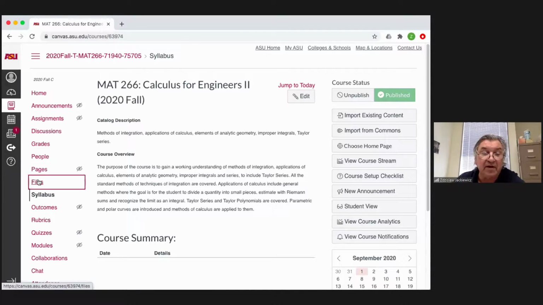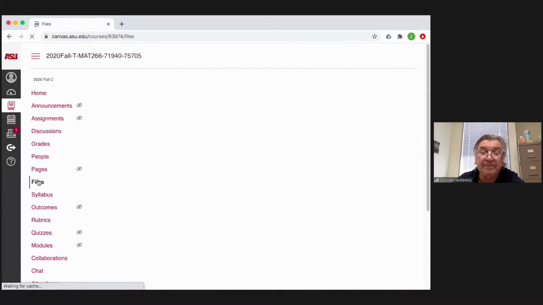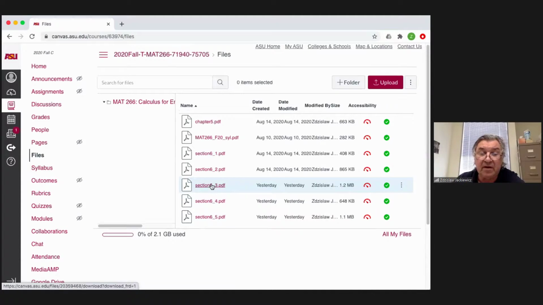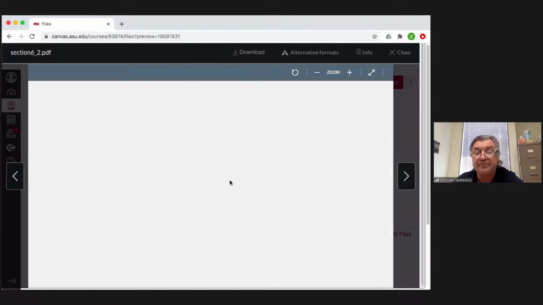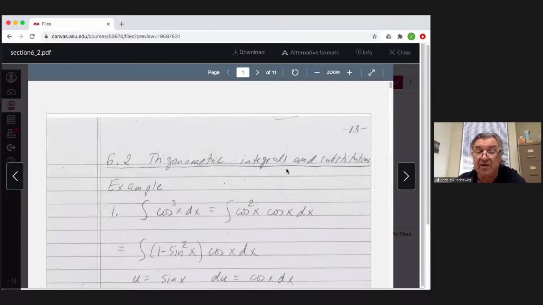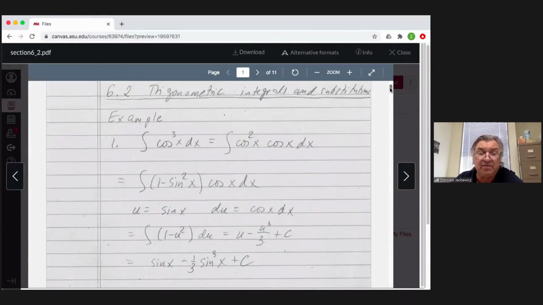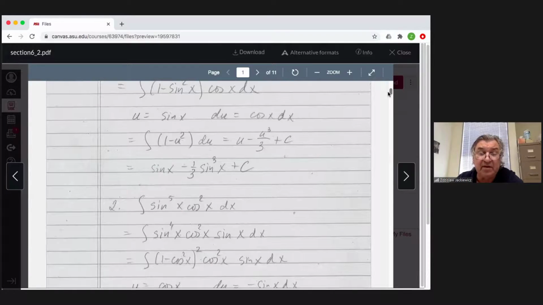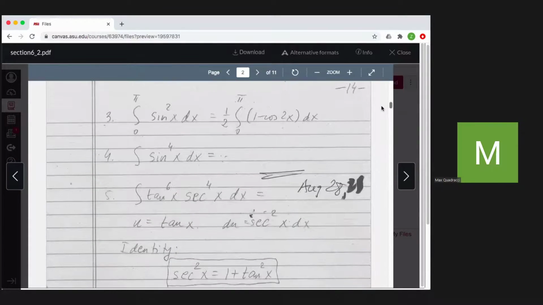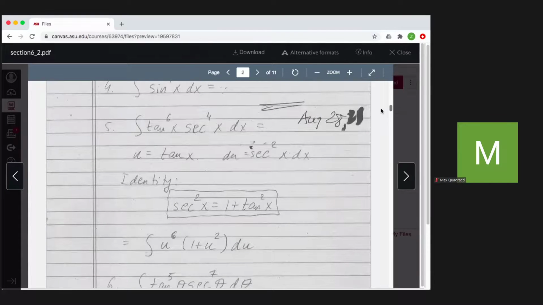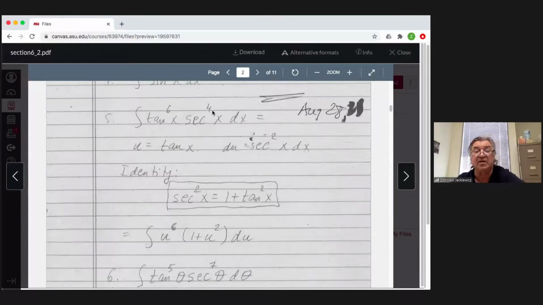And I go to Files. And this is section 6.2. So trigonometric integrals and substitution. So we already discussed a few examples. Here, 1, 2, 3. So next example, we start here.